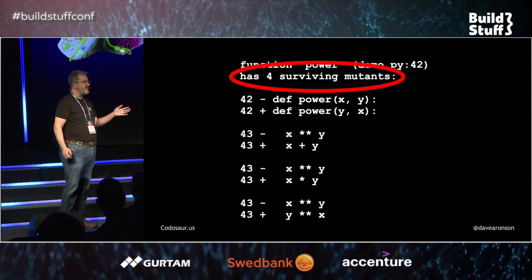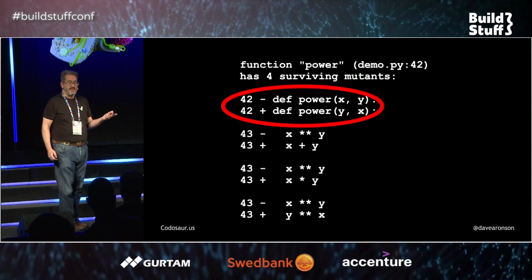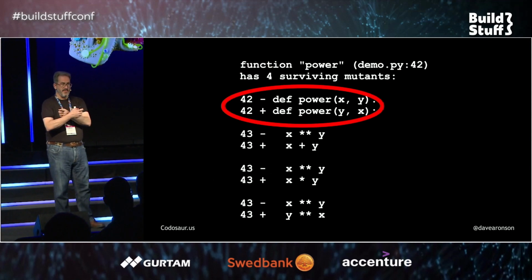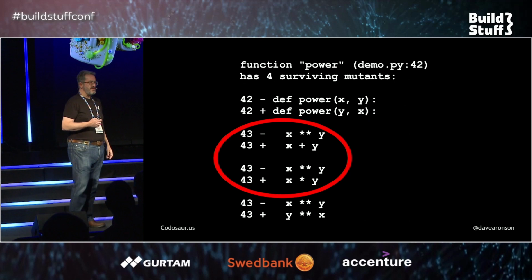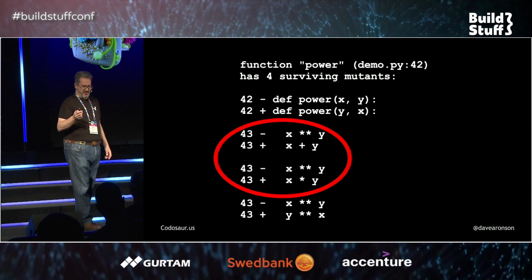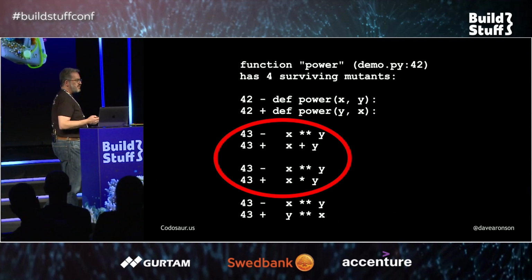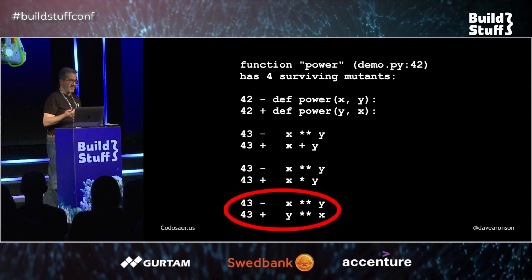And then it goes on to tell us that those 4 ways are to change the function declaration to swap its arguments, to change the function body to change the exponentiation into addition or multiplication, or to change the function body to swap the operands of the exponentiation.